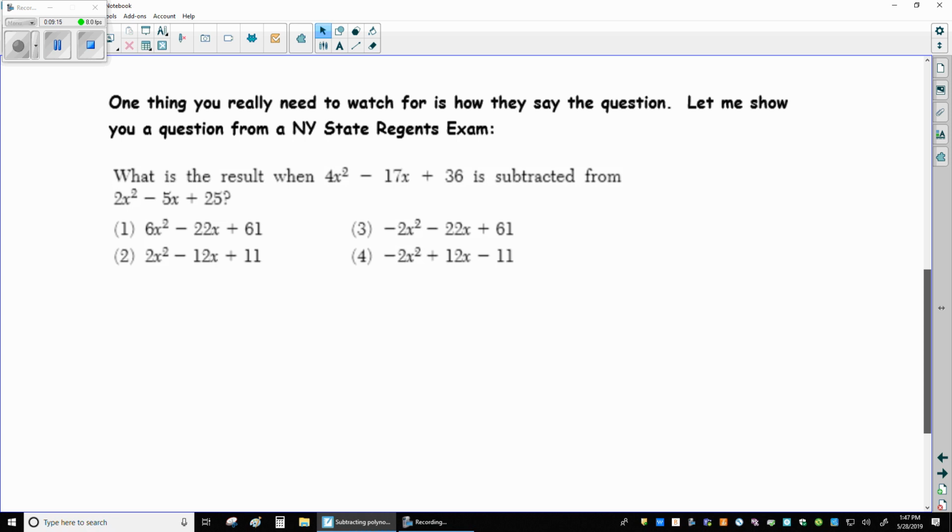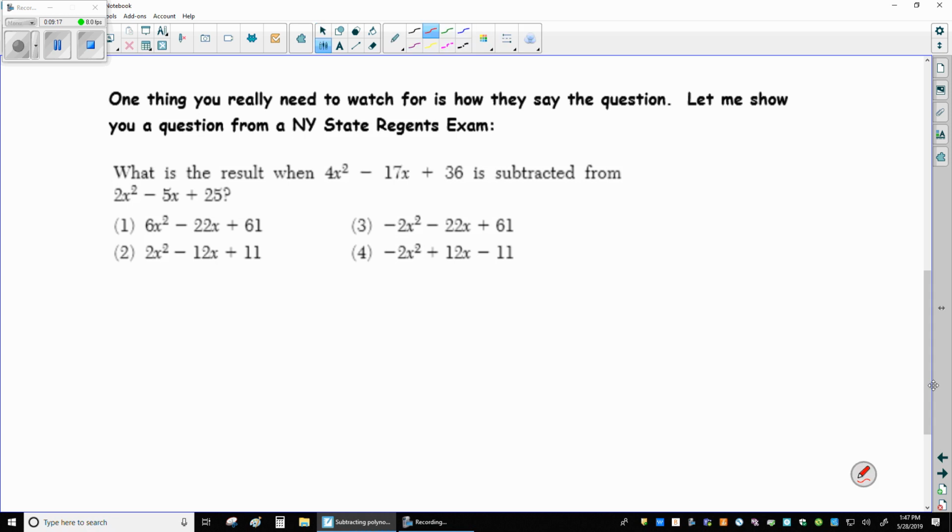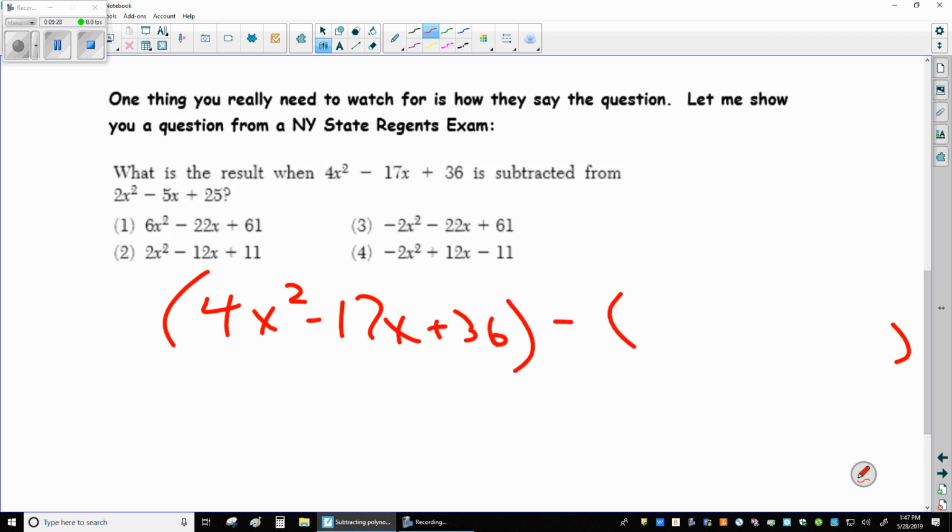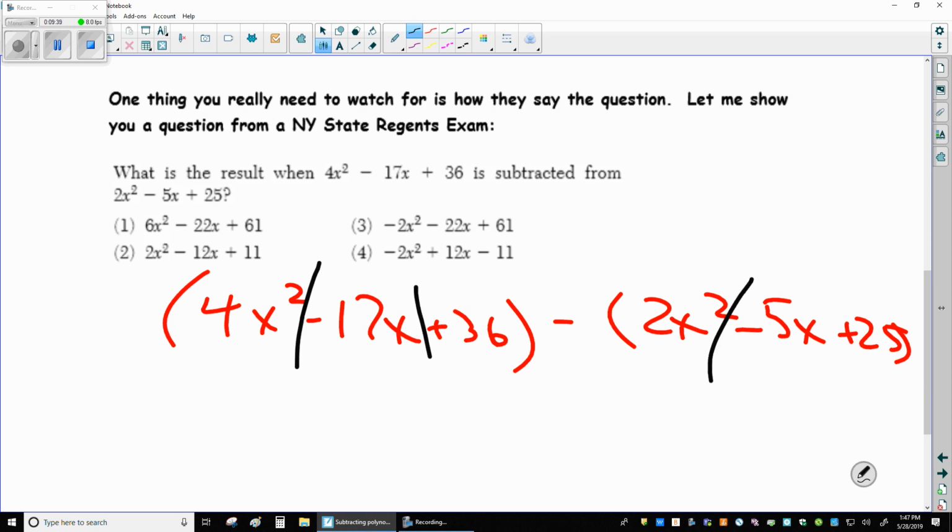All right, so hopefully that was enough time. Again, when you guys did this, I'm assuming a lot of you just did 4x squared minus 17x plus 36 minus 2x squared minus 5x plus 25. Drew your lines down, hopefully, because again, that is super important. It helps. And then kept, changed, and then changed.